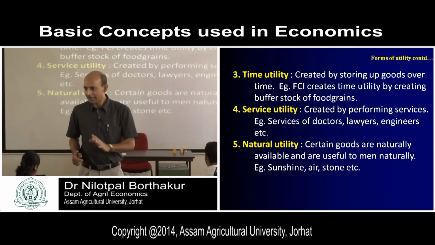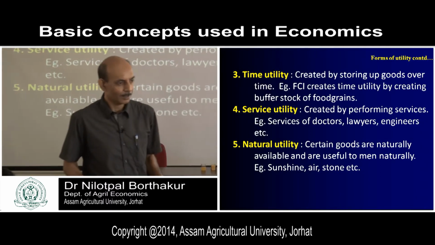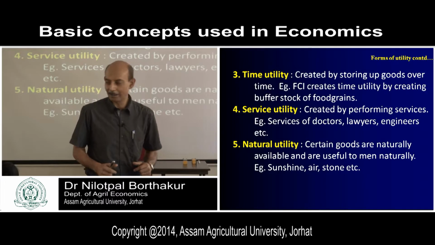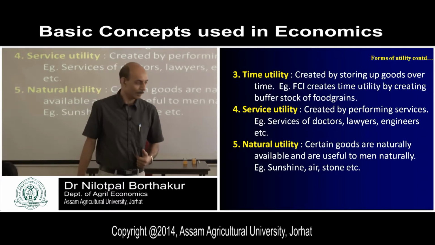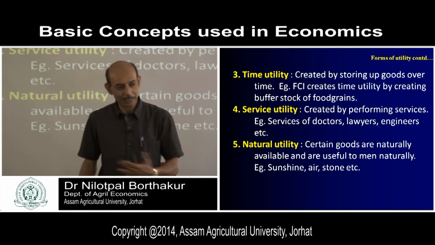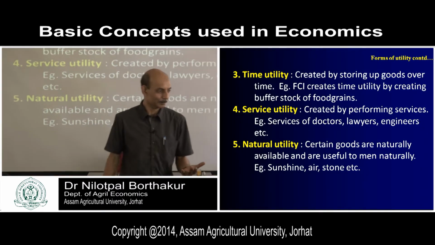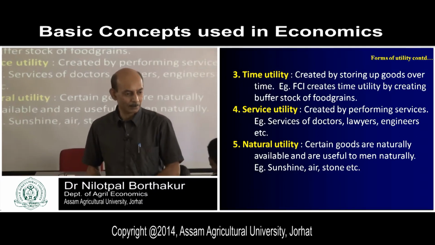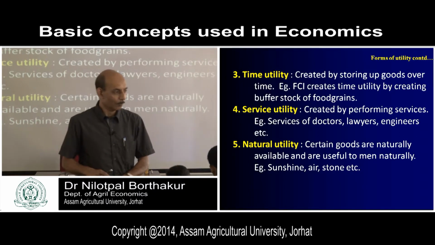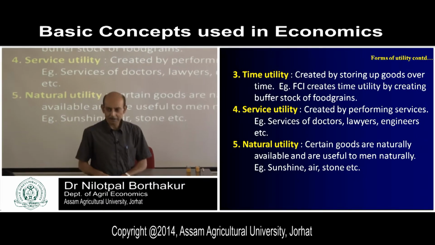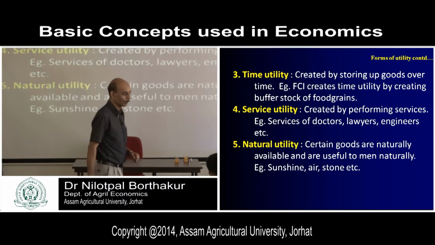Then finally, there are certain goods which are naturally useful. Sunshine: without sunshine, we cannot live. Without air, we cannot live. Without drinking water, we cannot live. So these goods have natural utility. So there are 5 different ways by which utility can be created: form, place, time, service, and natural utility.